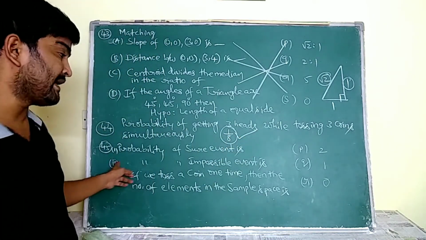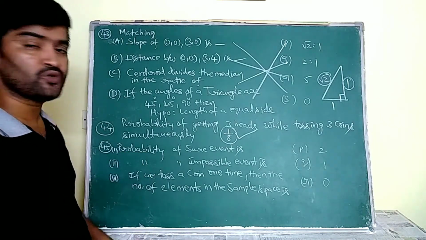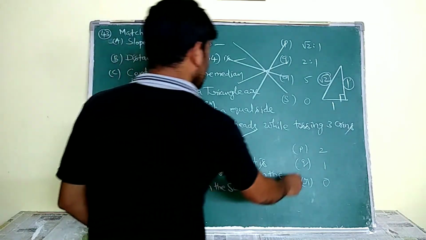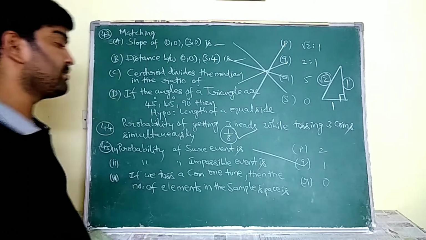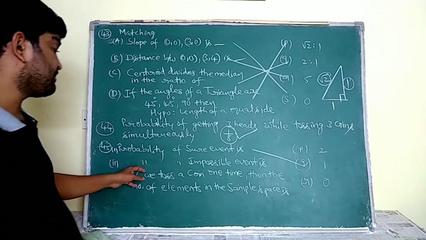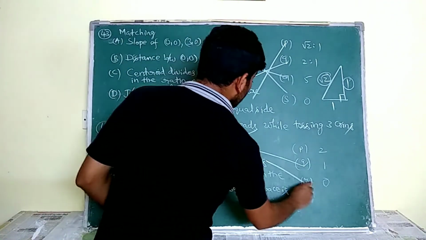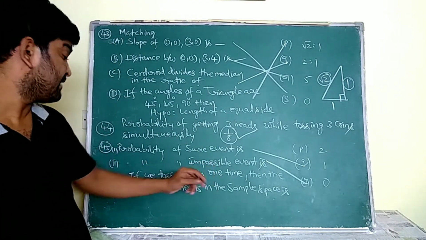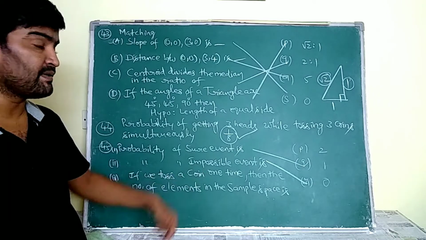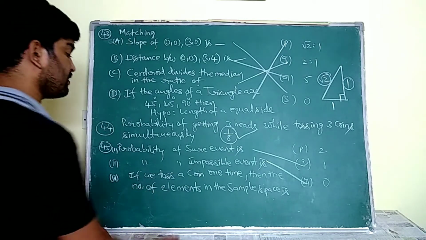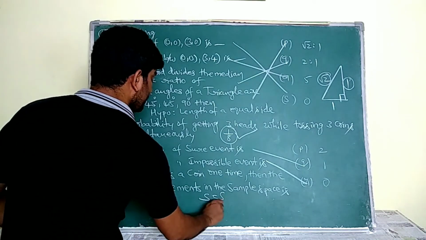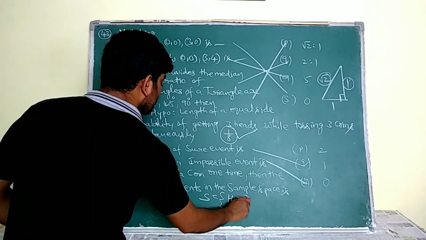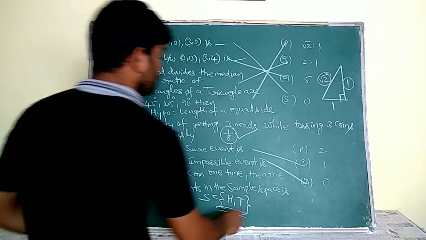Okay, now one more matching he gave. Probability of a sure event. We know that a sure event means it is certain to happen. That is, the probability is 1. Next, probability of an impossible event, we know that is 0. If we toss a coin one time, then the number of elements in the sample space. While we toss one coin, the sample space is head, tail. So the number of elements in this is 2.